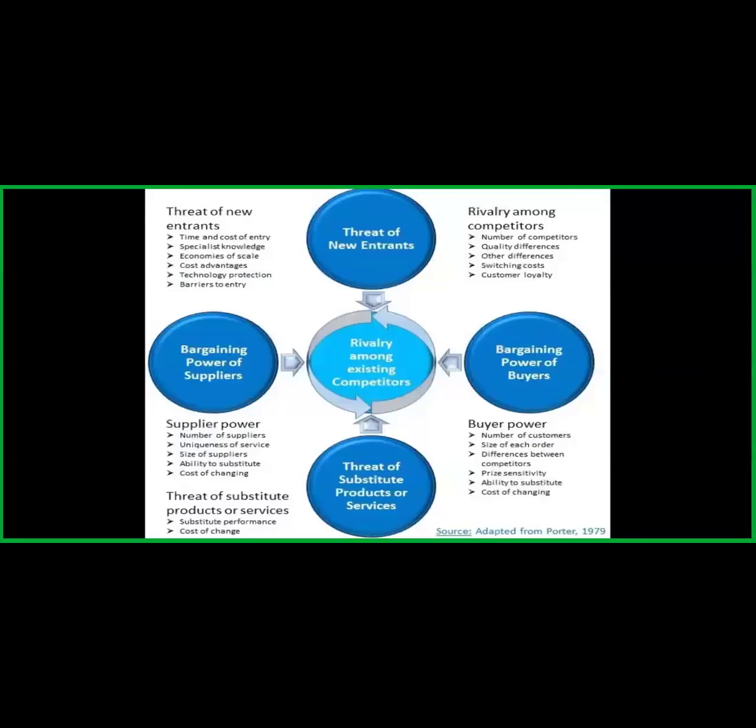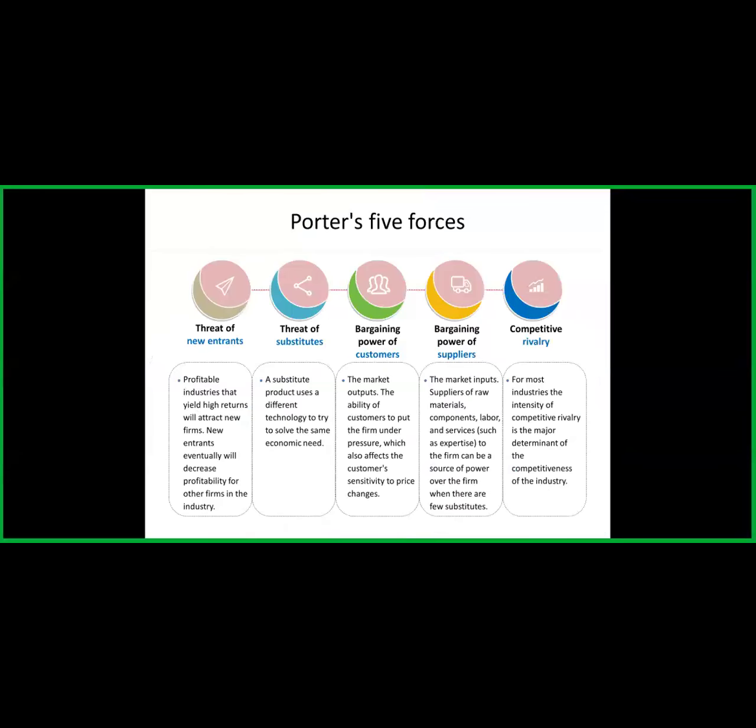So we will stop here as it is already 8. We will try to complete our first unit in tomorrow's session. Only one important model is remaining, and that is called Porter's five forces. What those Porter's five forces are, we are going to discuss in tomorrow's session.